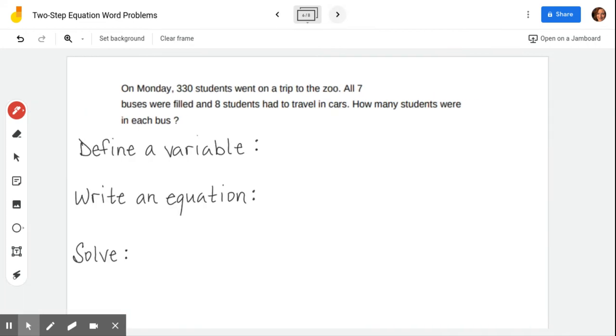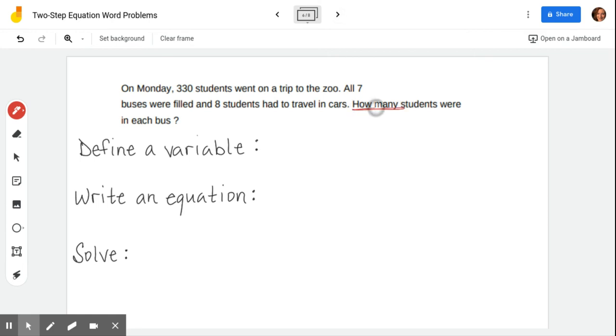Okay, I think we actually have a couple more. I know I said that a minute ago, but I think we still have this one and one more after that. It says on Monday, 330 students went on a trip to the zoo. All 7 buses were filled and 8 students had to travel in cars. That just seems like poor planning, doesn't it? How many students were in each bus?